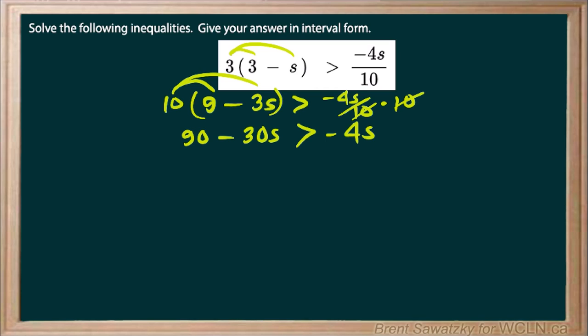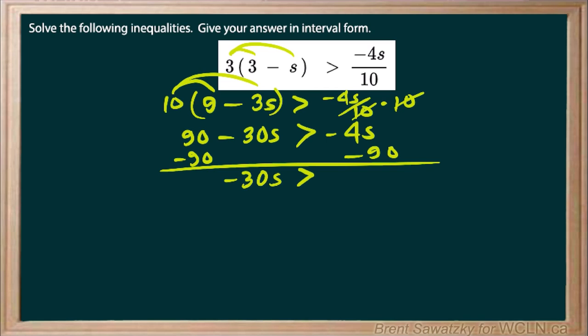So at this point, we can bring all the s terms to the left and the non-s terms to the right. If you were being creative, you could stop and say, well, actually, if I moved all the s terms to the right and the non-s terms stay on the left, it might turn out to be nicer in this way, but either way will work. I'm going to go ahead and assume that we didn't notice that, and we'll move the s terms left, non-s terms right. So non-s term 90, we'll move it to the right. And so that leaves us with minus 30s is greater than minus 4s minus 90.